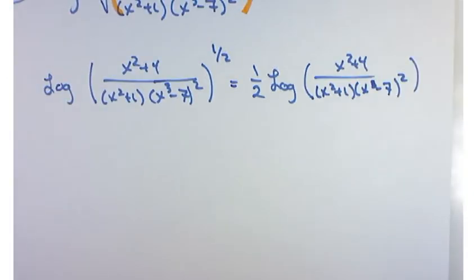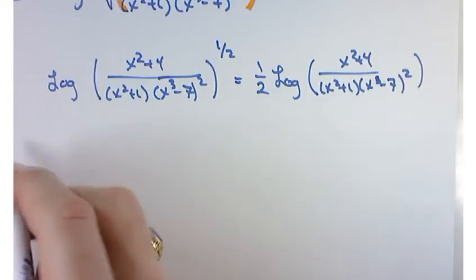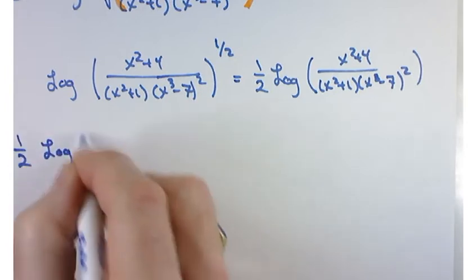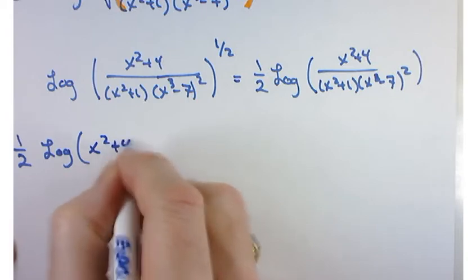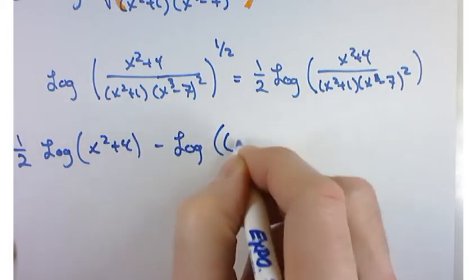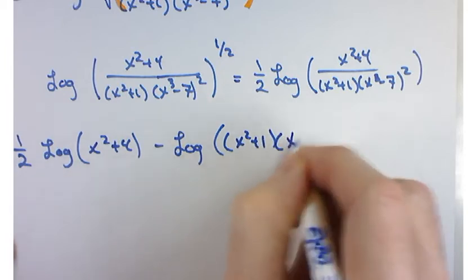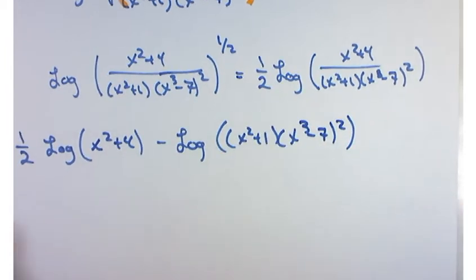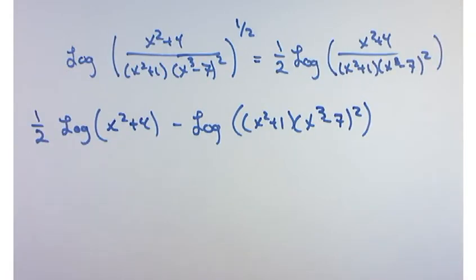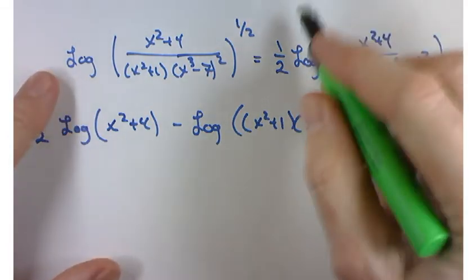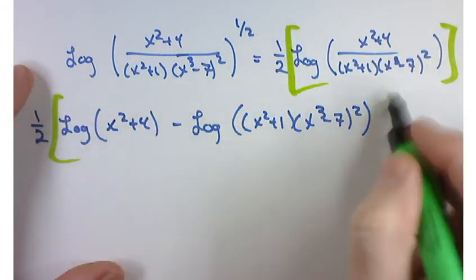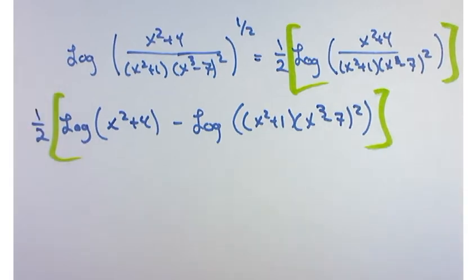Let's keep going. What other rules can I use? Yeah, good. Quotient rule is what we should be using next. So, 1/2 log of the numerator, which is x squared plus 4, minus log of the denominator, which is lengthy, but it is what it is. Good question. I was wondering if someone would spot that. That 1/2 multiplies all this. So we can either distribute it or we can just leave it in parentheses out in front. I'm for just leaving it out in front and keeping the parentheses. Actually, I do brackets, but same thing.